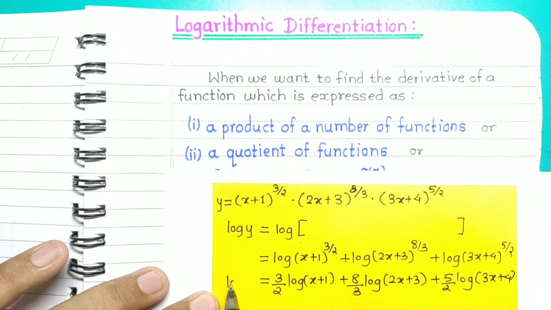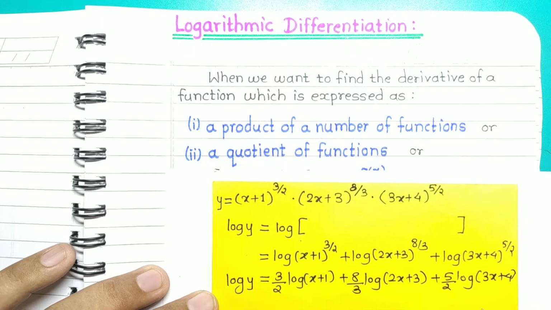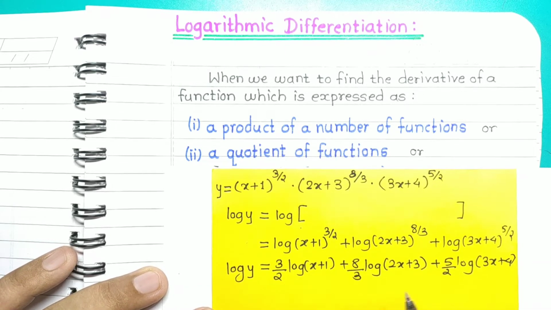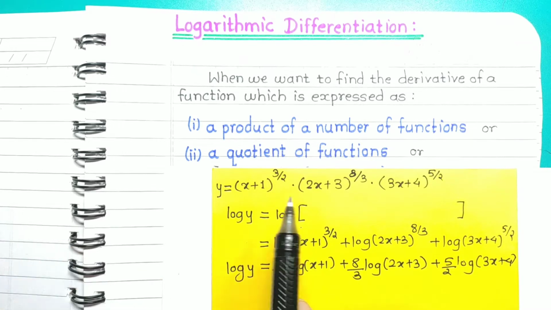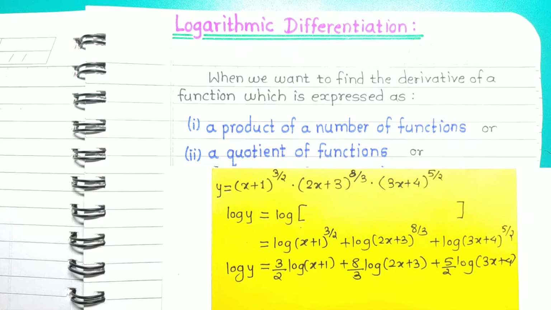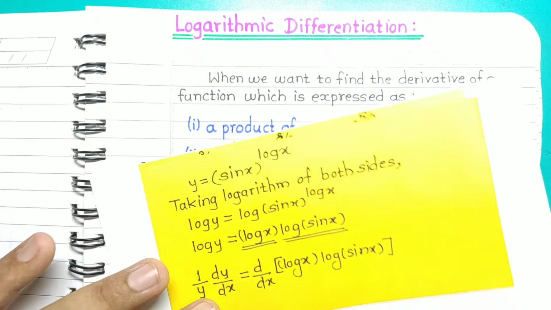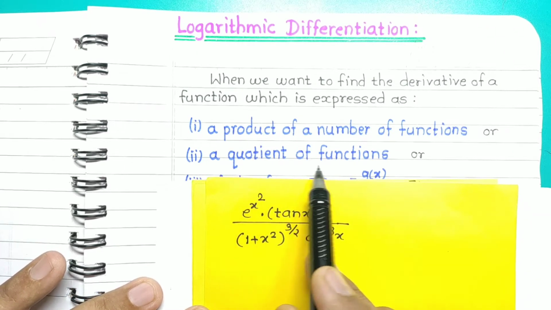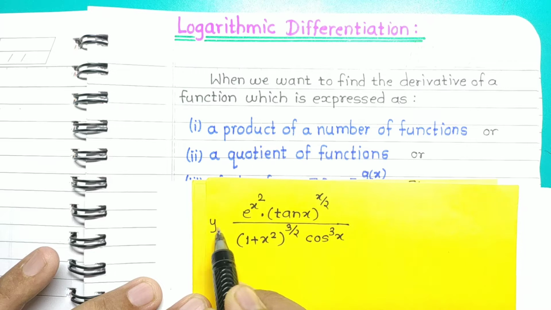So this is how we have the simplified function. Now at this step, we can differentiate this function to get dy by dx. So this is the technique of logarithmic differentiation. Now see the next example. We have this function expressed as a quotient of functions. So let it be y.